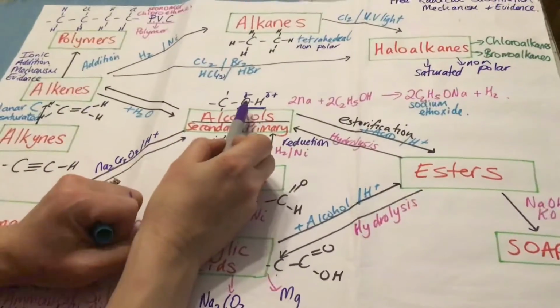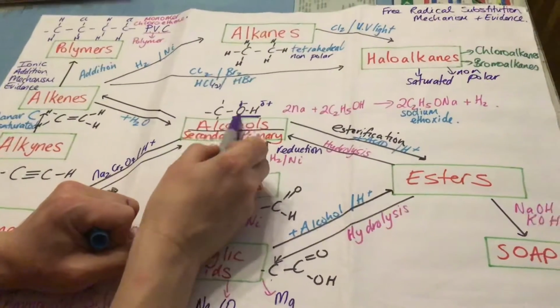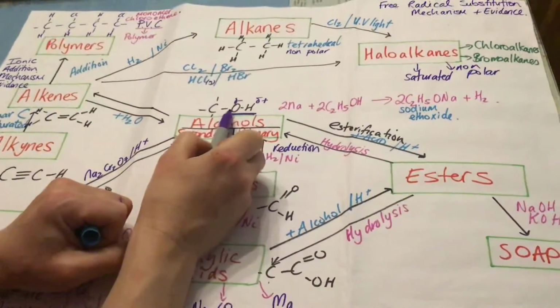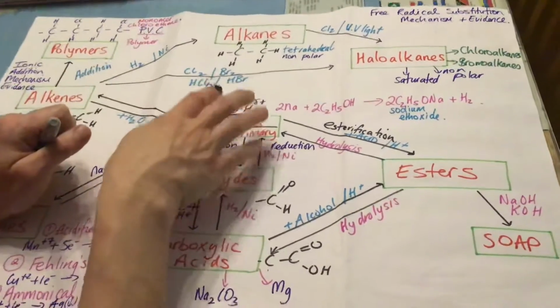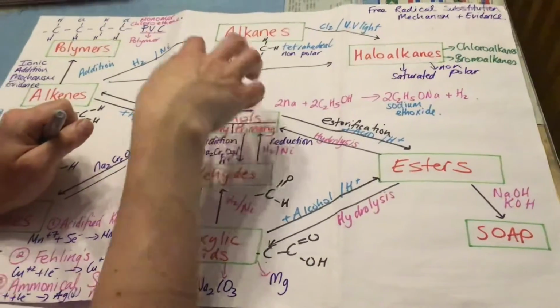Because remember, look, where can you have hydrogen bonding? Where hydrogen is bonded to oxygen, nitrogen or fluorine. So it's bonded to oxygen here, so you can have hydrogen bonding there. The presence of those hydrogen bonds means that alcohols would have significantly higher boiling points than alkanes, alkenes and alkynes.